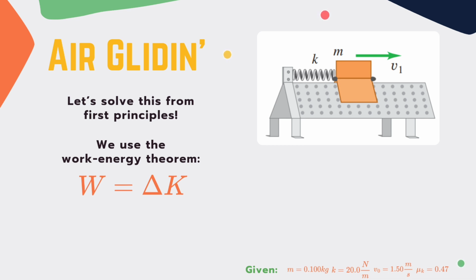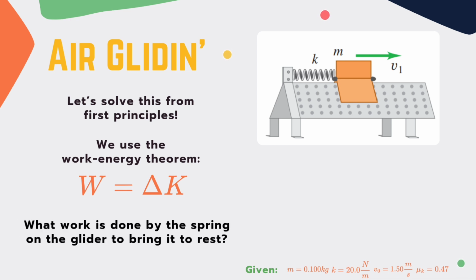In light of this, our motivating question to solve this problem becomes, what work is done by the spring on the glider to bring it to rest? Why? Because we know that the work done by a spring must be related to the distance it is stretched or compressed, and this work equals the corresponding change in kinetic energy of the glider, which is related to the glider's velocity. In short, this will help us relate d to v naught.